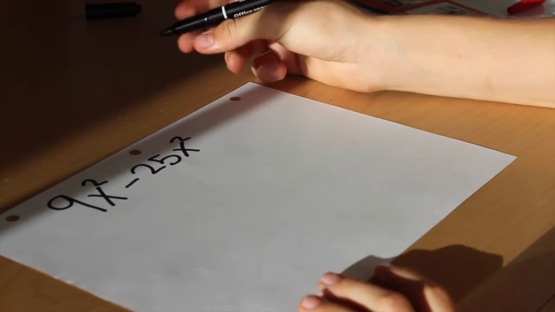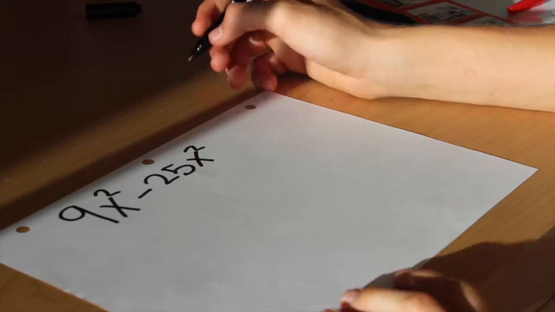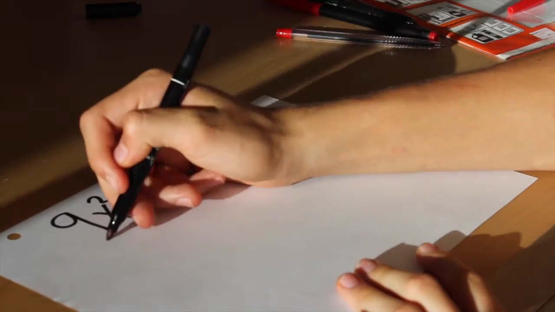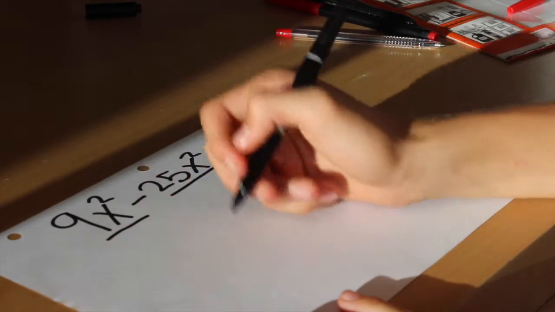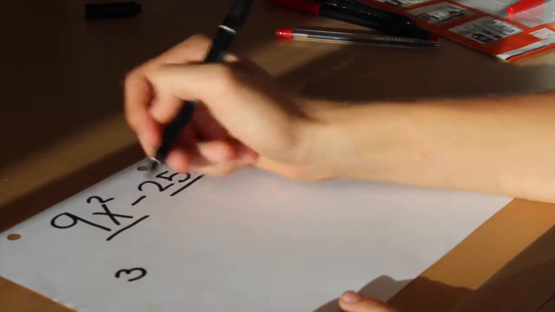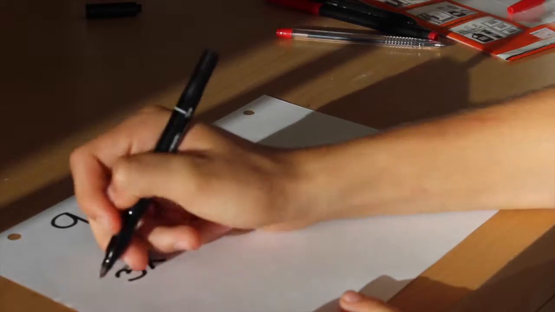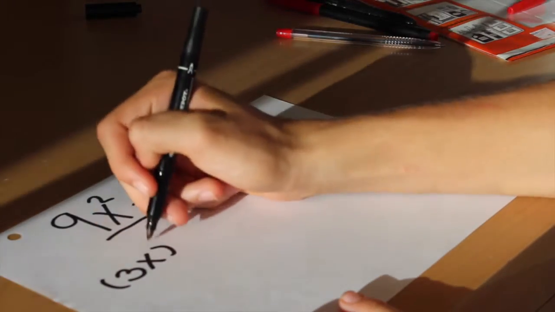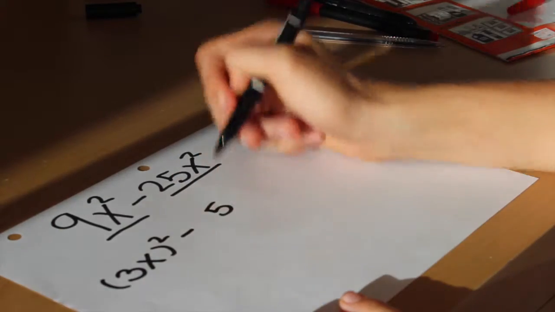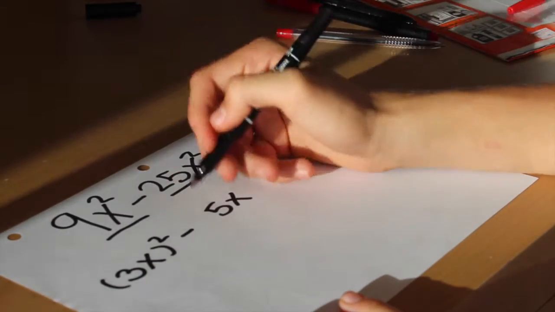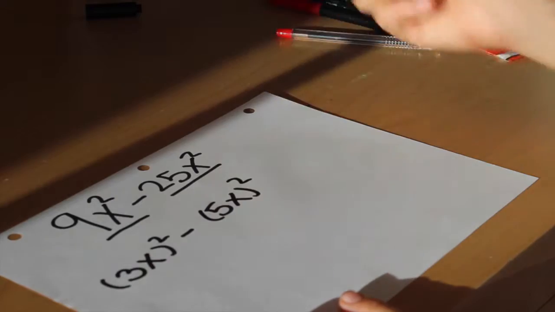Hello. Now I'm going to show you how to factor by square rooting. Here we have a problem. You see all of these are perfect squares. The square root of 9 is 3, and the square root of x squared is x. This is the same as this. Minus the square root of 25, which is 5, and of x squared is x. And it's the same, right?